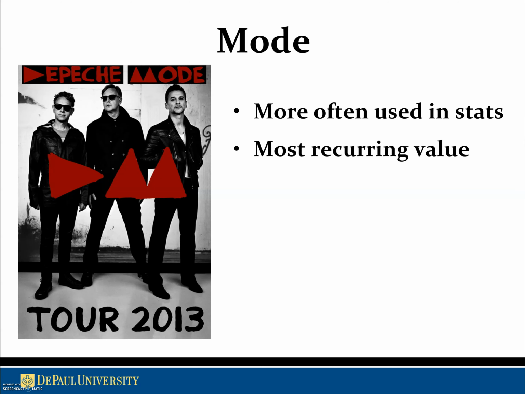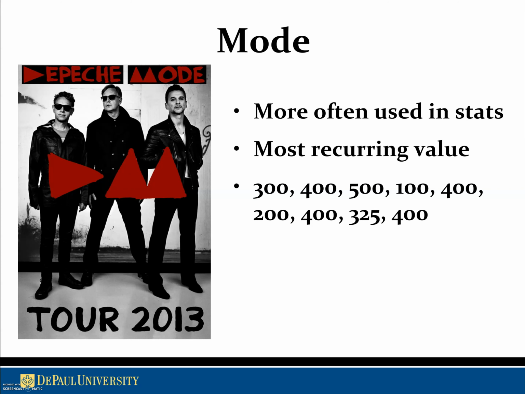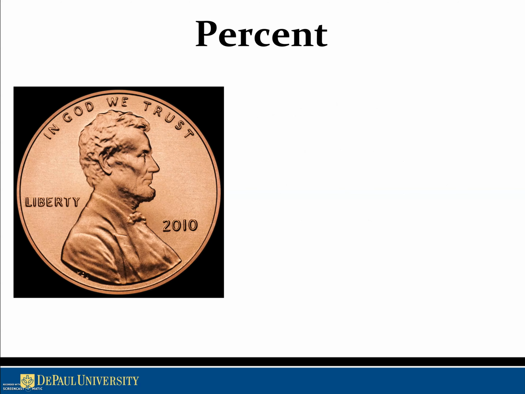Mode is simply the most often used in statistics. It's the most recurring value that we see. In journalism, this is not one we're going to use as frequently as mean or median, but it's a good one to know because it's right in there with central tendency. And so in this case, you look for the most recurring value, and you can see in the data set listed there, it's clearly 400.